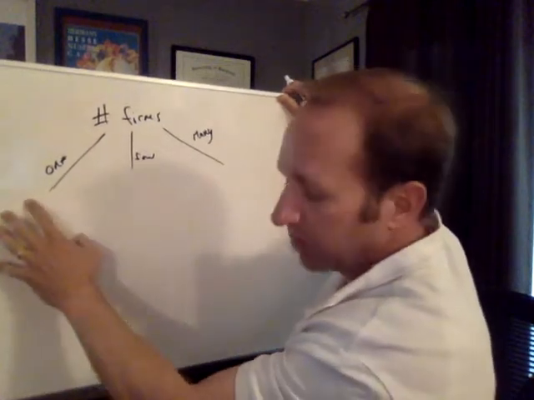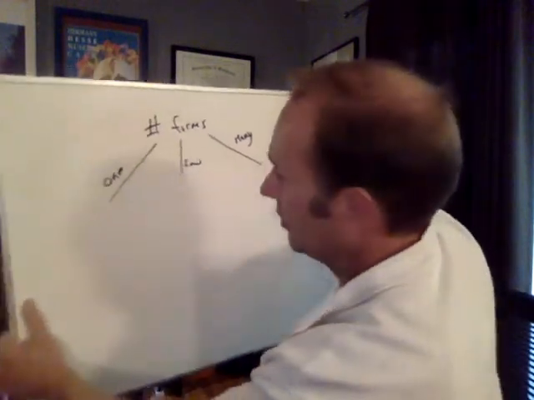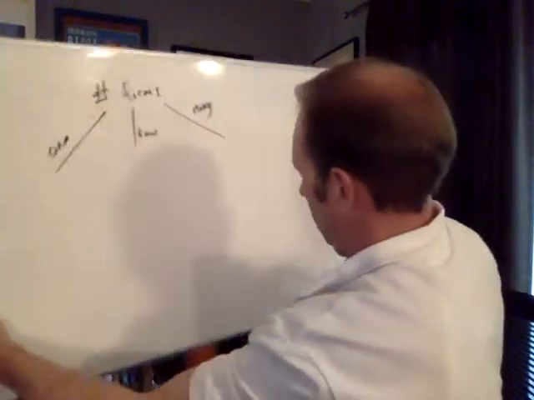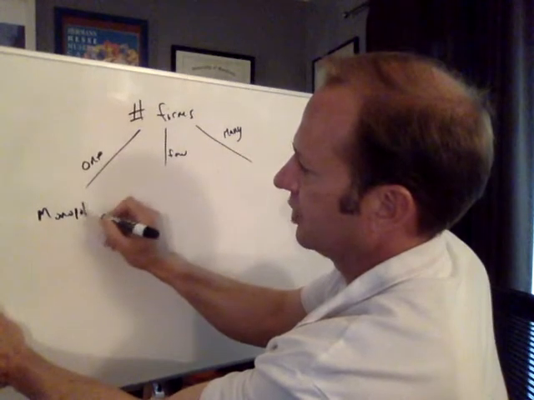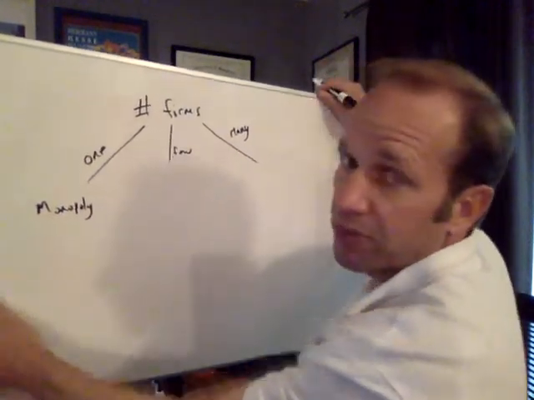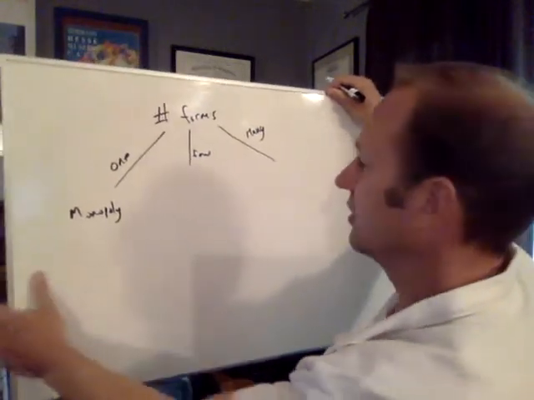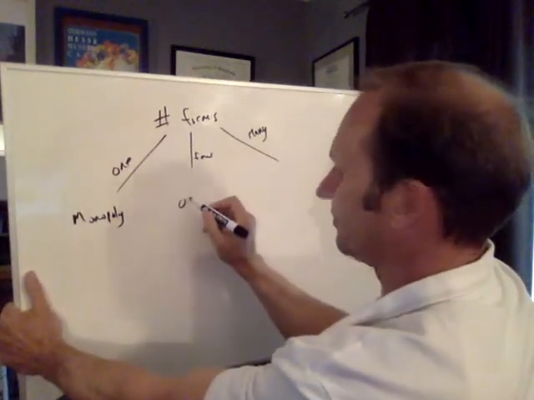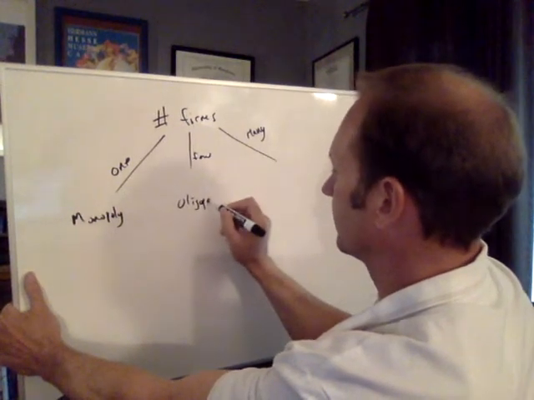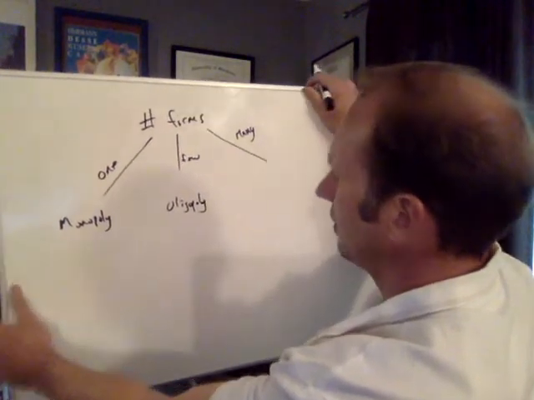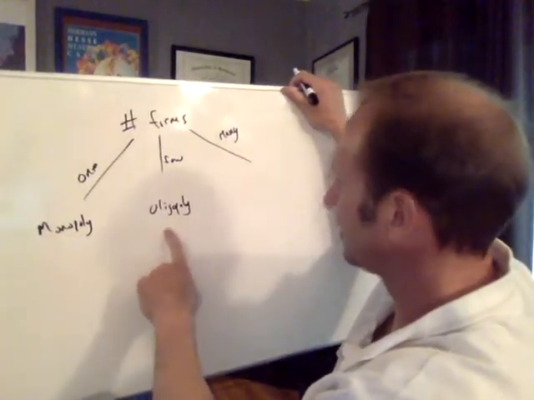And so let's go over here because that's quite simple. If we're talking about one firm, what are we talking about? We're simply talking about monopoly. Done. We know if it's one firm, it's monopoly. If we're talking about a few firms, that's the next chapter we have to cover. That's called oligopoly. And that, in my opinion, is a very light chapter. I'll just let you know now.